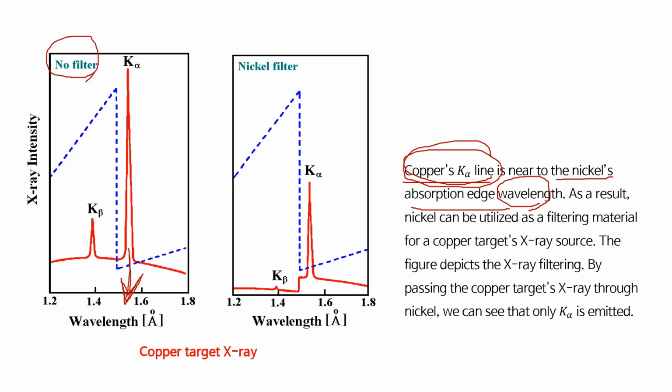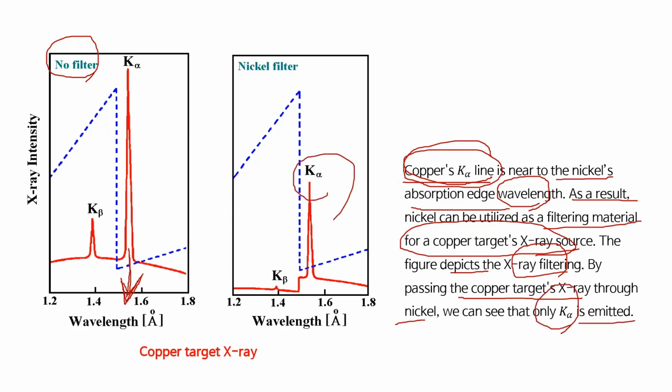So no filter. If we use filter, this blue line shows the absorption curve for the nickel. As a result, nickel can be utilized as filtering material for copper target X-ray source. This figure depicts X-ray filtering. By passing the copper target X-ray through nickel, we can see that only K-alpha line is emitted. Okay. The intensity of K-alpha line is also reduced, but the K-beta line is completely reduced. You can see, right? So we can use this K-alpha line. Then we know the exact wavelengths of this X-ray.